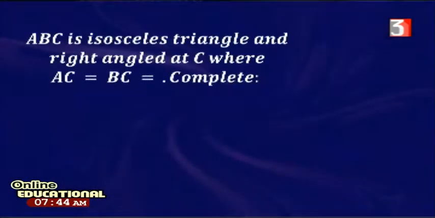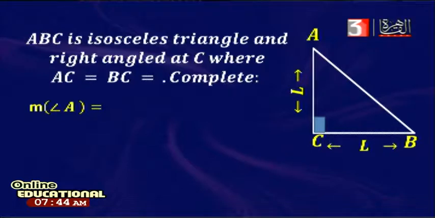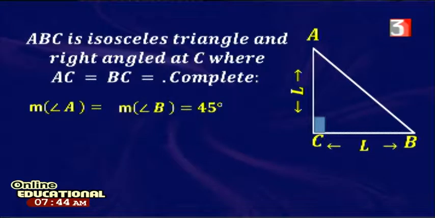Now, ABC is an isosceles triangle, right-angled at C, where AC equals BC, as in the figure in front of you. I want you to find the measure of angle A. You are going to notice that it is an isosceles triangle, so measure angle A equals measure angle B. So we can say that measure angle A equals measure angle B equals 45 degrees.